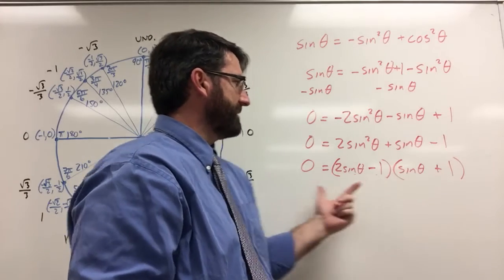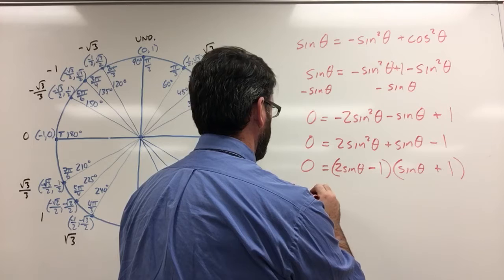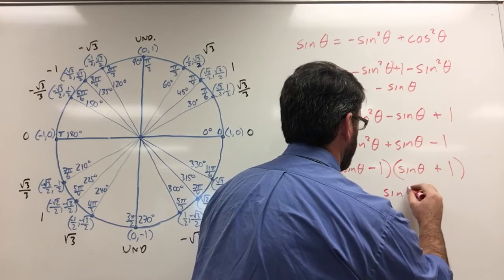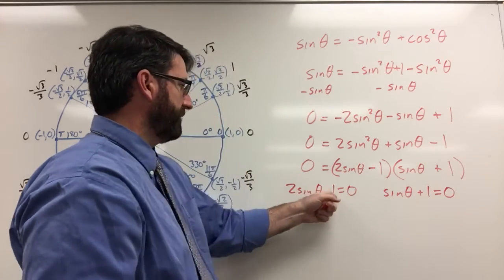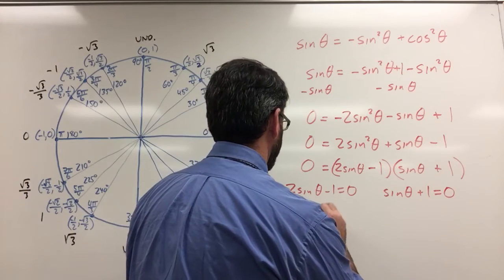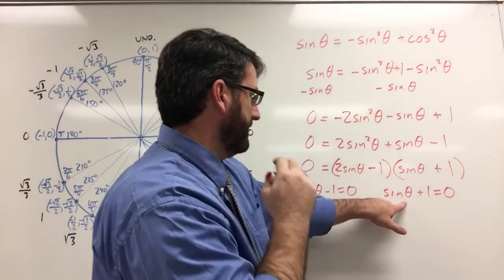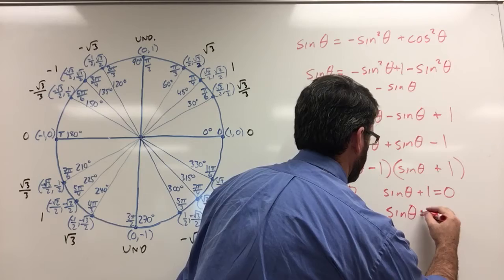We can set each of the factors separately equal to 0 and solve from there. So 2 sine theta minus 1 equals 0, and sine theta plus 1 equals 0. So here if we add 1 to both sides and divide by 2, we get that sine theta is equal to 1/2. And over here, if we subtract 1 from both sides, we get sine theta equals negative 1.